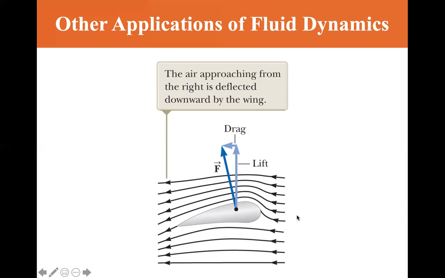As the stream splits over here, the same particles are going to meet up on this side. You can see this one has a shorter path and this one has a longer path, so they have to go faster in order to meet up over here.